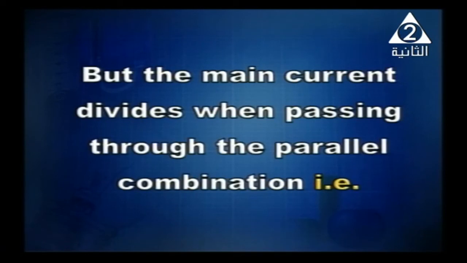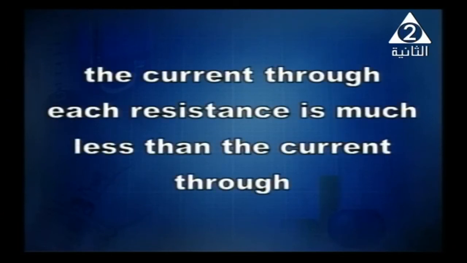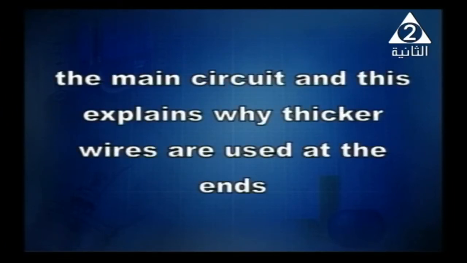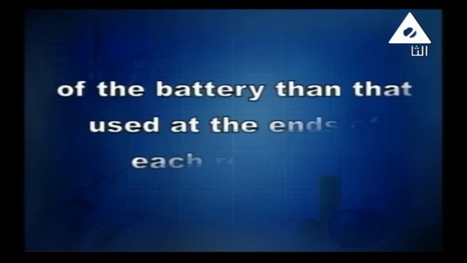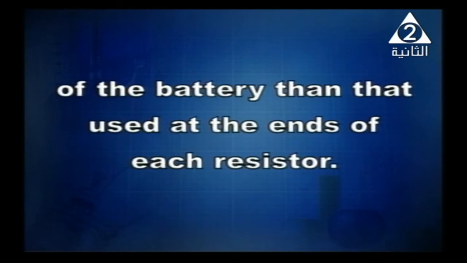Okay, but this main current divides, splits when passing through the parallel combination. That's to say, the current through each resistance is much less than the current through the main circuit. And this explains why thicker wires should be used at the ends of the battery. Of course, thicker than the wires used at the ends of each resistor.